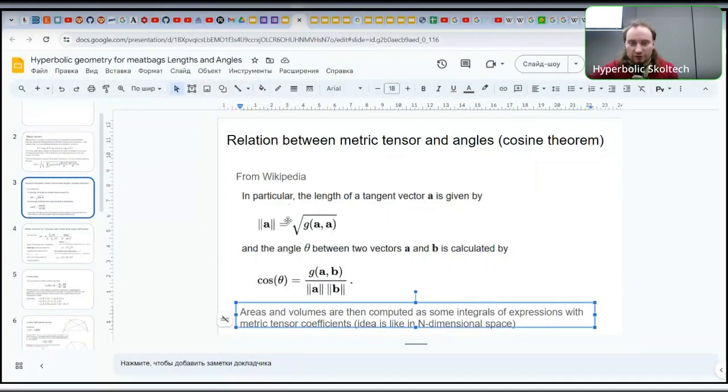So, the metric tensor for the Poincare ball model and the upper half space model.